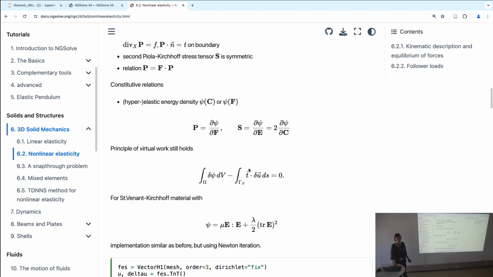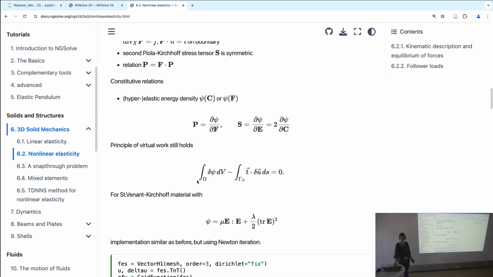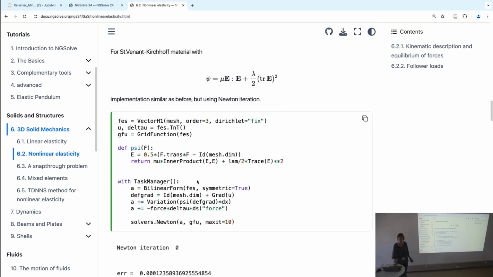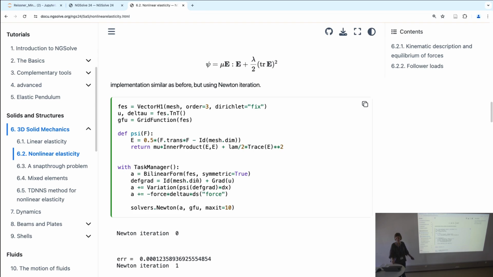The principle of virtual work is still the same. That did not change. The variation of the energy equals the work of external forces. That's true in linear and in nonlinear elasticity. There is no need or no reason to change the principle of virtual work. Well, and that means the implementation of the nonlinear elasticity problem is not more difficult than implementing the linear elasticity case.